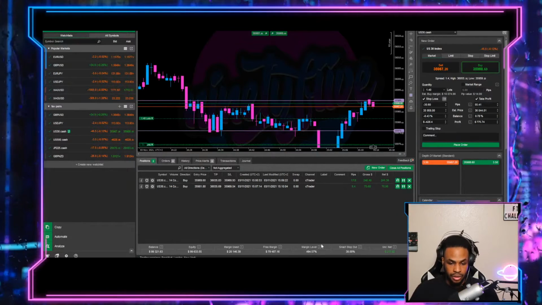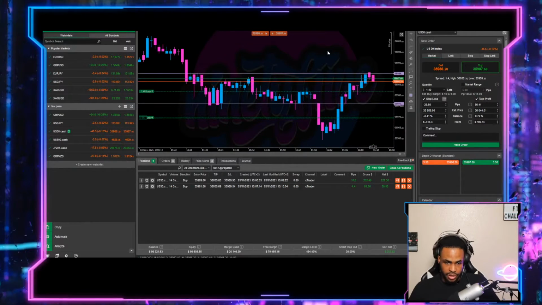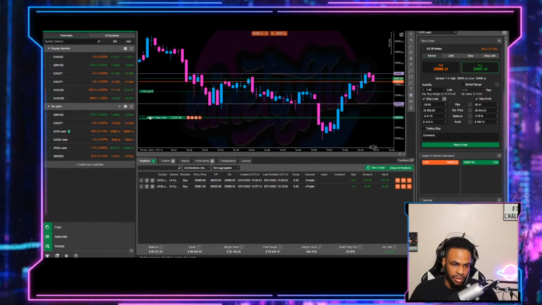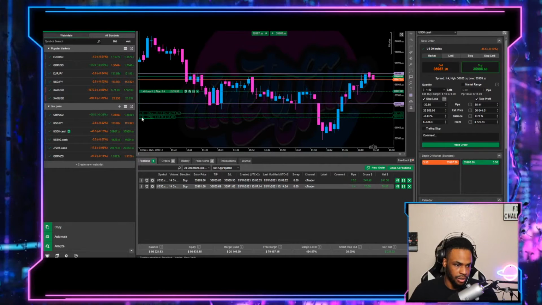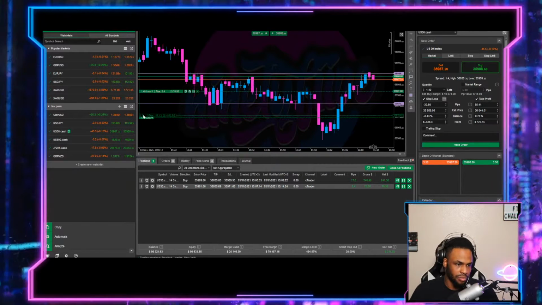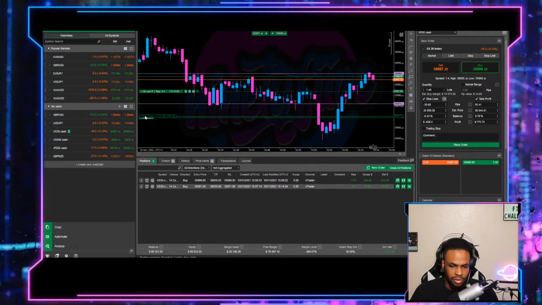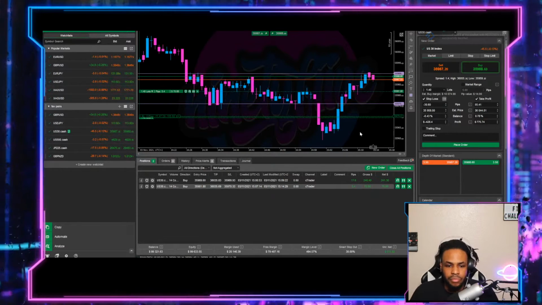So might see a little bit of a retracement here. Hopefully it doesn't come and stop me out. If so, it'll be about a $150 loss. That's not bad at all, but we don't want it to get down there.